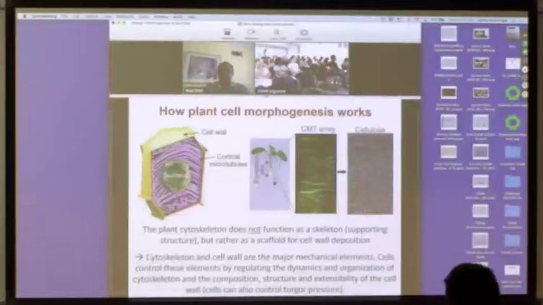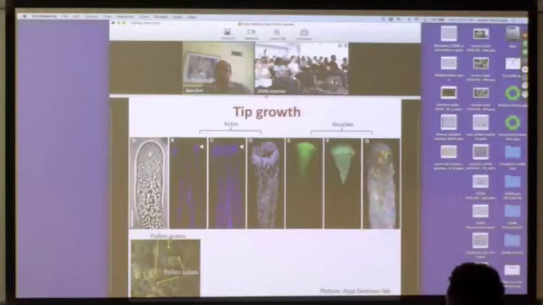Next, I'm just going to very briefly touch on tip growth. Diffuse growth is what we and other people in the center work on for the most part for now, but there's very interesting mechanobiology also related to tip growth that I don't have time to go into.